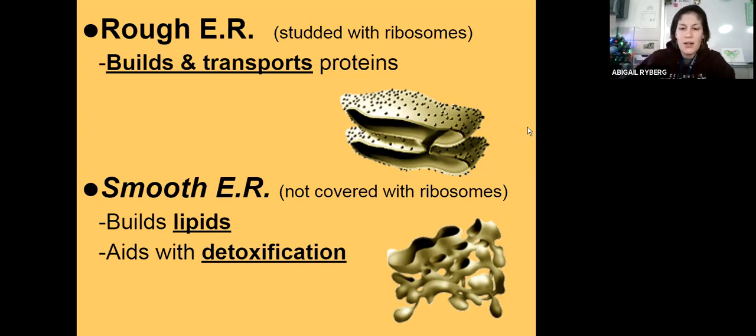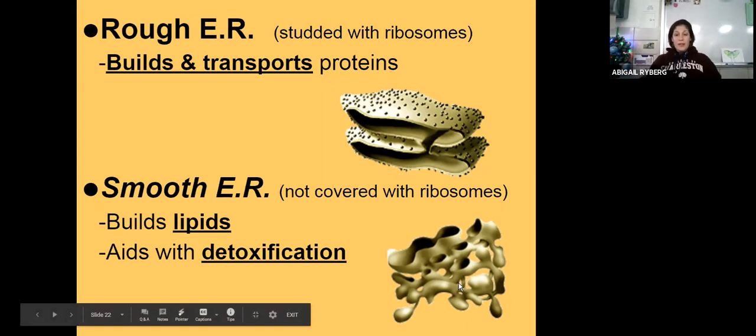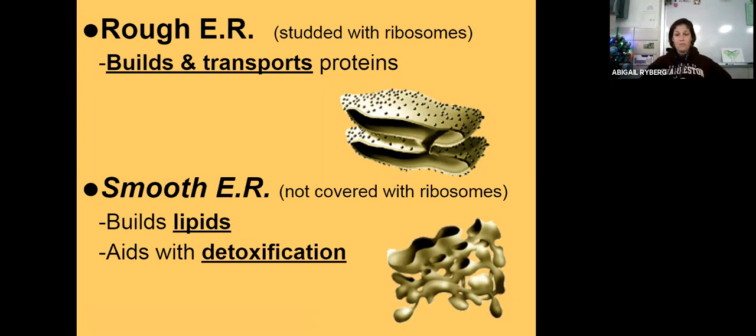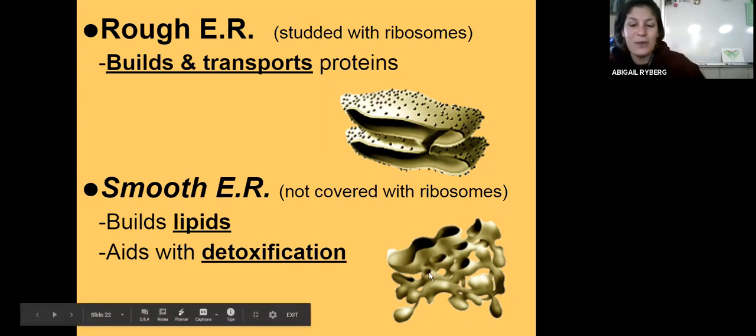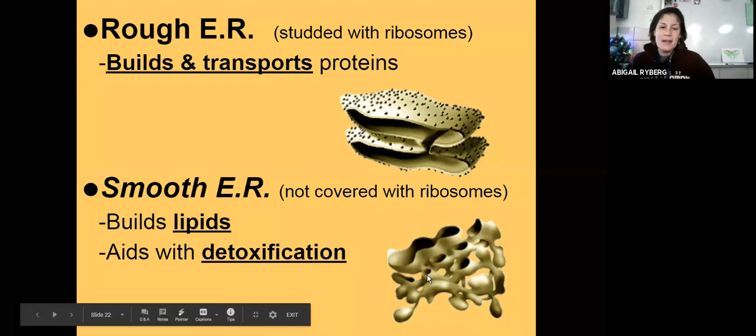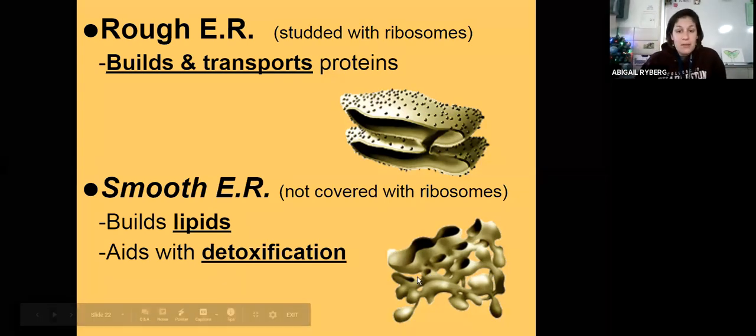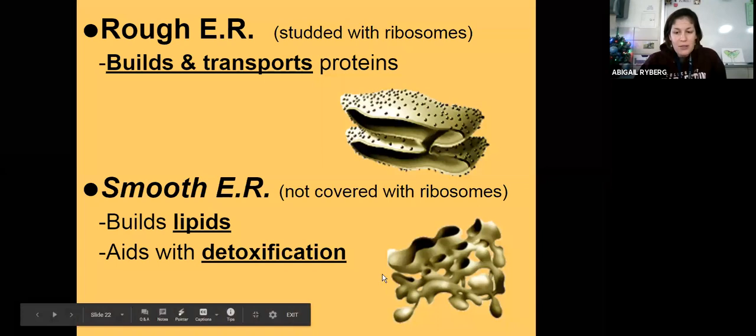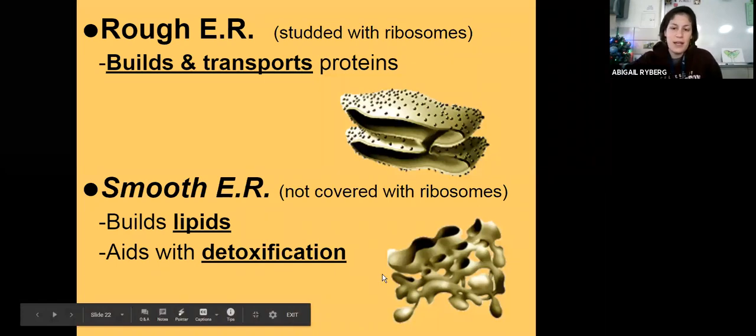And the smooth ER you can see down here, it looks really similar to the rough ER, except it doesn't have ribosomes. And so it literally just lacks the ribosomes on its surface. The smooth ER builds lipids for our bodies and also helps with detoxification.